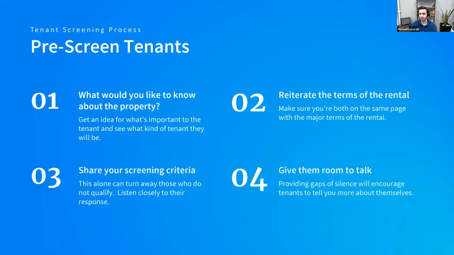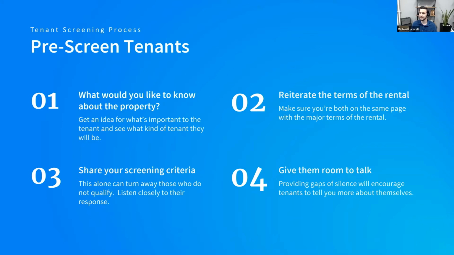The first of those is, what would you like to know about the property? This question is purposefully open-ended, because it gives you a great idea of what's on the prospect's mind, things they're looking for. It helps you get a baseline and get some information from them without asking anything too specific. Oftentimes when you ask this, you end up getting information that you weren't really expecting.